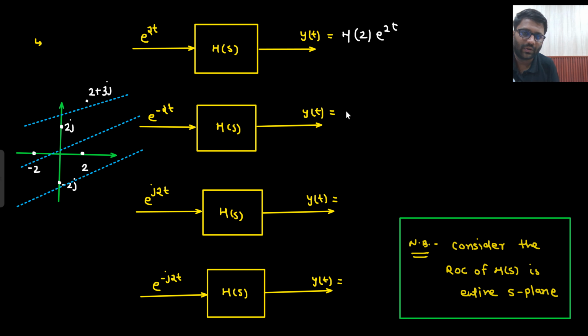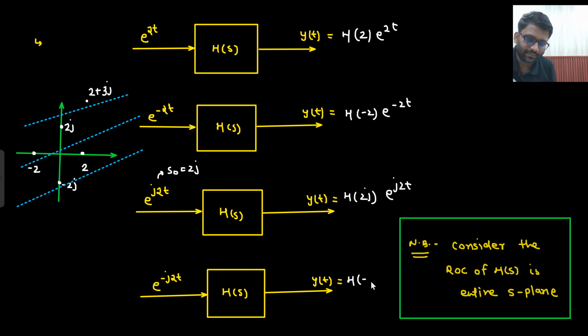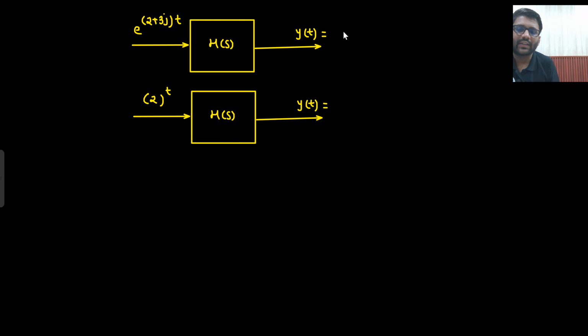In place of s, what will I put? H of minus 2, e to the power minus 2t. In place of s, what will I put? 2j, because what is the value of s naught here? S naught value is 2j. You need to compare it with e to the power s naught t. So in place of s, I will put 2j. Then minus 2j. And in place of s, 2 plus 3j, with e to the power (2 plus 3j)t.